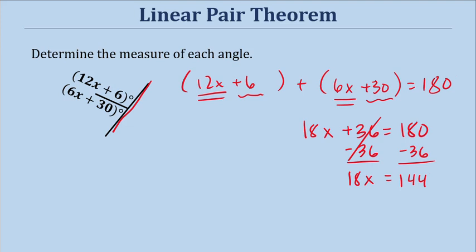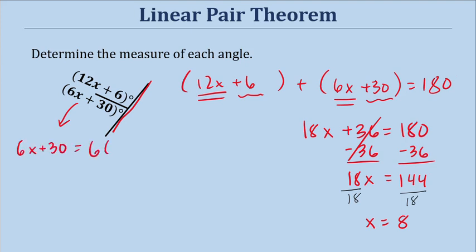From here, we're going to divide by 18, which means that x equals 8. Now, unlike the last problem, this question doesn't ask for the value of x. It asks for the measure of each angle, which means once we know what x is, our job is to plug it in. I'm going to start with this 6x plus 30.